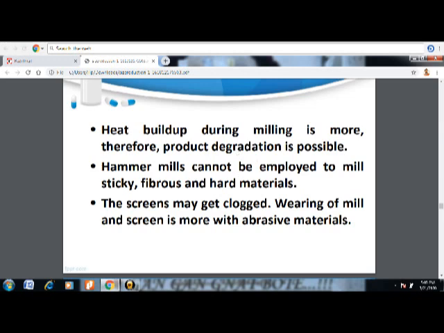Second, this mill is not suitable for sticky, fibrous and hard materials because these materials may choke or clog the mill, and again the screens may get clogged. Screens may get clogged. Therefore wearing of the mill and screen is more with abrasive material. If you grind abrasive materials in it, your machine can get damaged quickly, and its screen can get damaged quickly. The screen may get clogged.